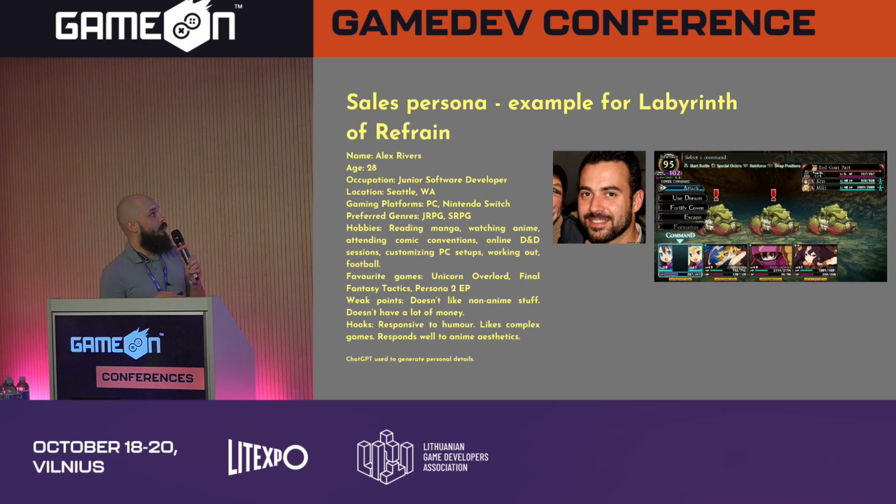And here is an example for Labyrinth of Refrain. So I used ChatGPT to toss some personal data at me. And we have Alex Rivers, who is 28, a junior software developer in Seattle, Washington. He plays on PC and the Switch. He likes JRPGs and SRPGs. He likes reading manga, watching anime, attending comic conventions, online D&D sessions, customizing PC setups, and also likes working out and football. Favorite games are Unicorn Overlord, Final Fantasy Tactics, and Persona 2 Eternal Punishment.